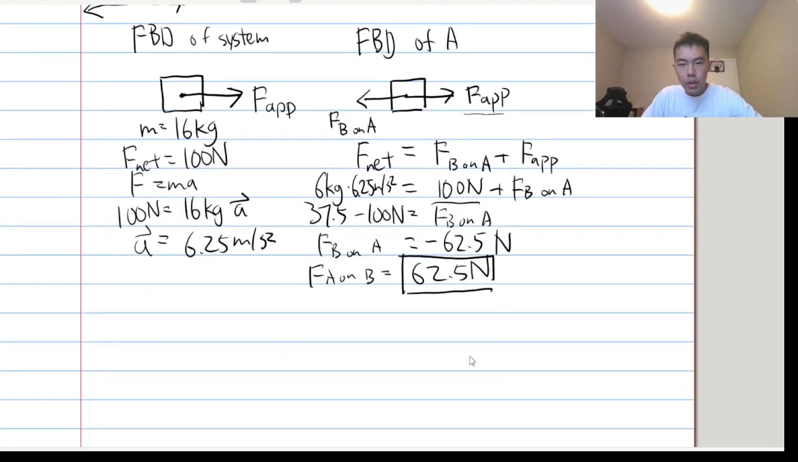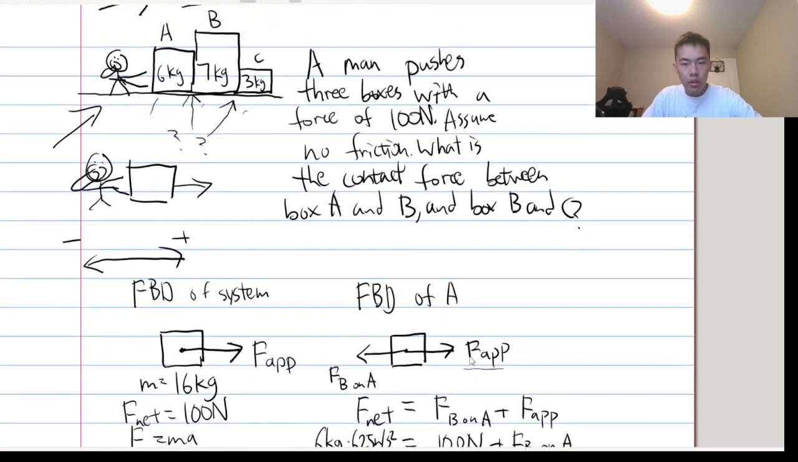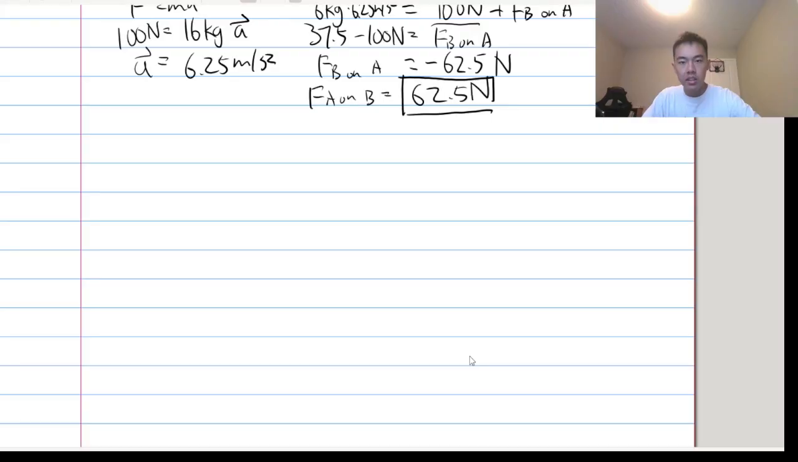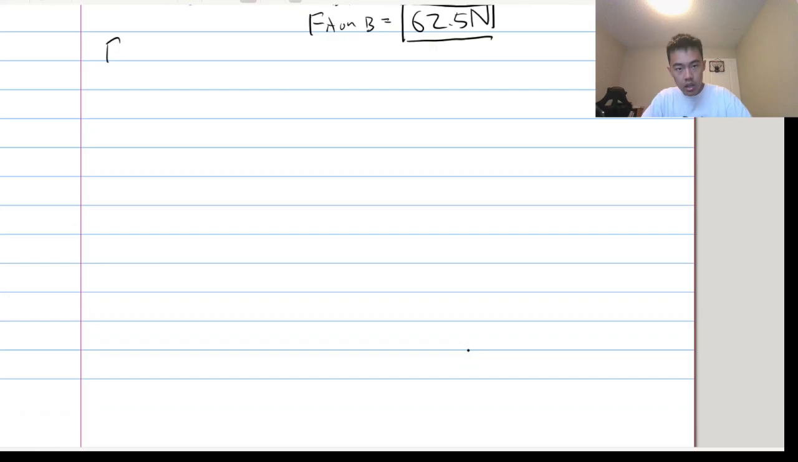Now let's begin on the other one, right? So we looked at A and B contact force. Now let's look at B on C. So the easiest way to do this is to just draw another free body diagram, an FBD, a free body diagram of B. Now, what are the forces acting on block B? Oh wait, let me draw that again. That was a bad square. This is somewhat better. Okay.